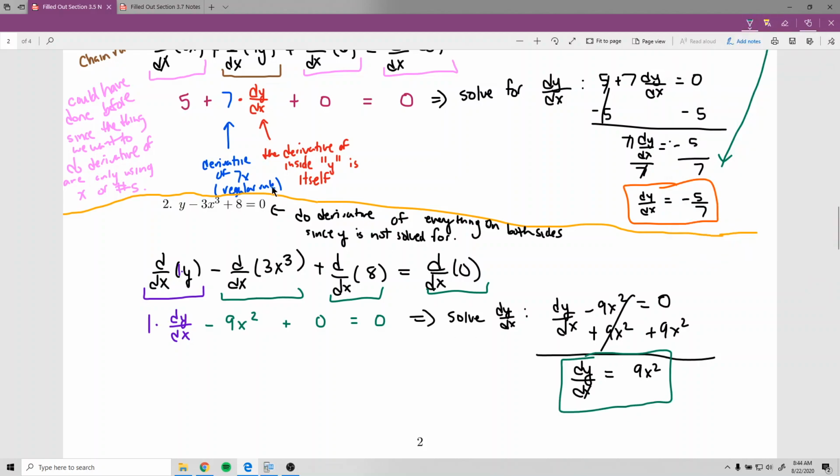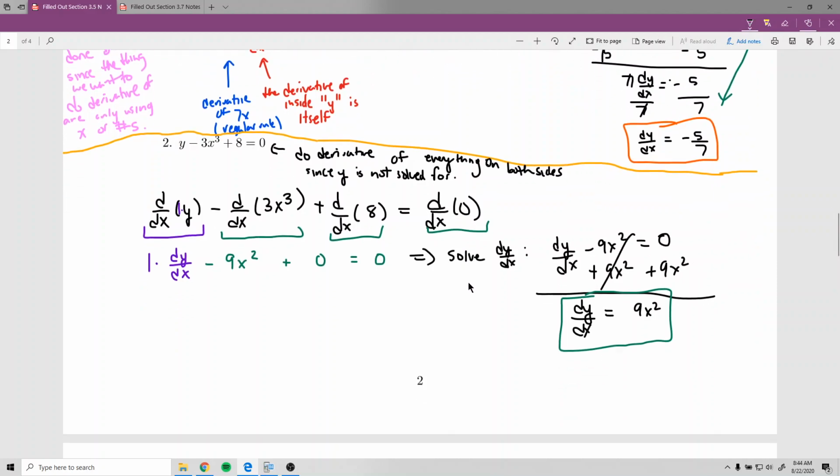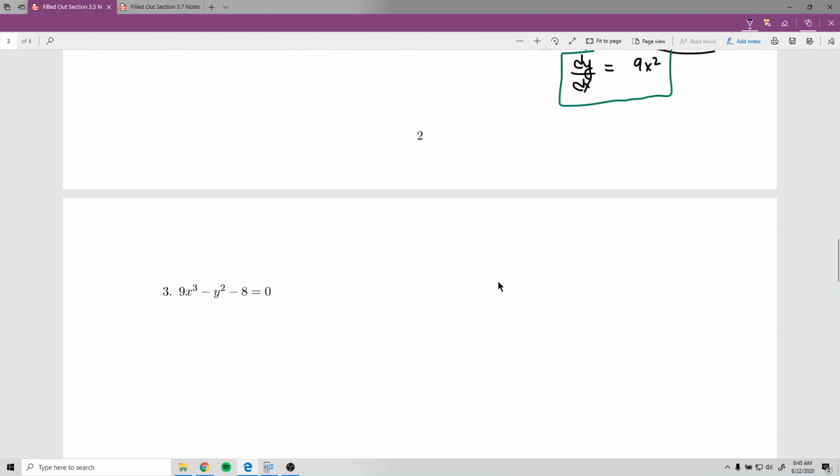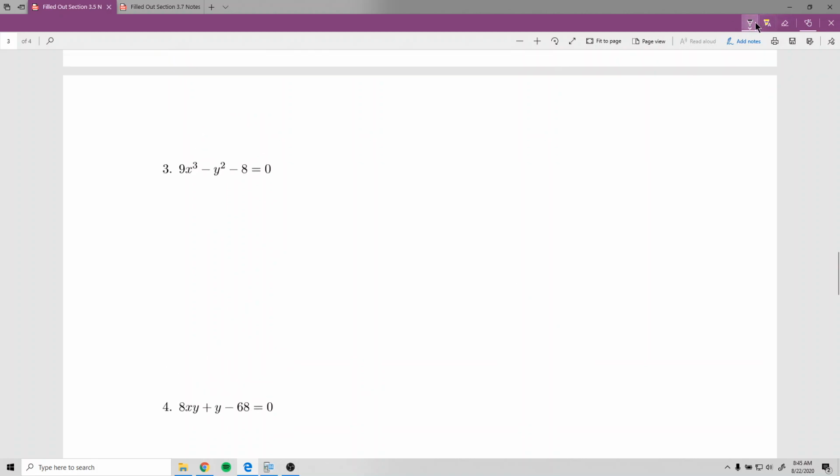All right, but if you want to solve for y, which you can here because it's just y, and check your answer by doing the derivative, you can. All right, but now let's go ahead and move on to one where we couldn't solve for y.